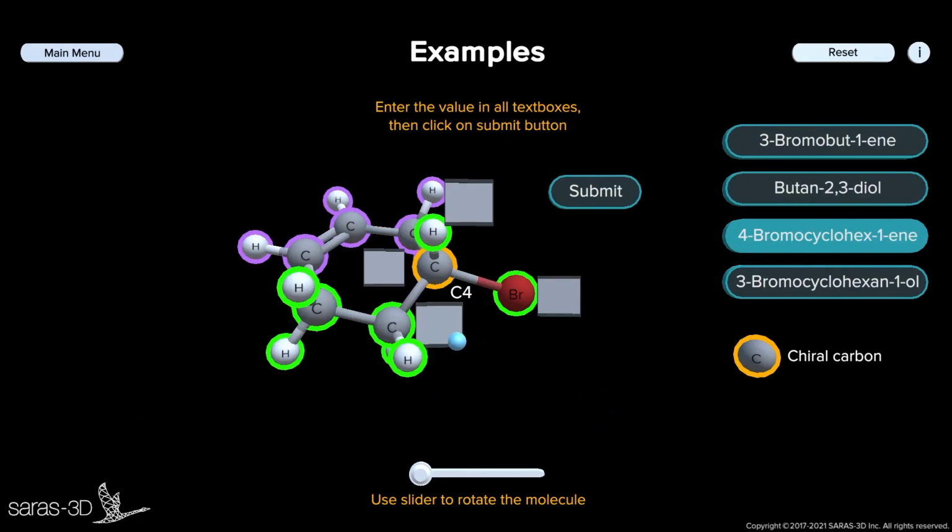Now we have here the cyclic molecule. Let's understand how to assign the configuration in the case of cyclic molecules. So here we have a ring structure. Here we have a bromine and here we have a double bond. So this is the fourth carbon and we have hydrogen too. Because this is the sp3 carbon, here there are bromine and hydrogen. This is the chiral carbon. So we have to assign configuration to this chiral carbon or the chiral atom, and this carbon is the fourth carbon.